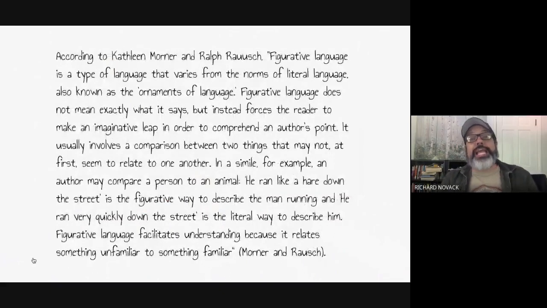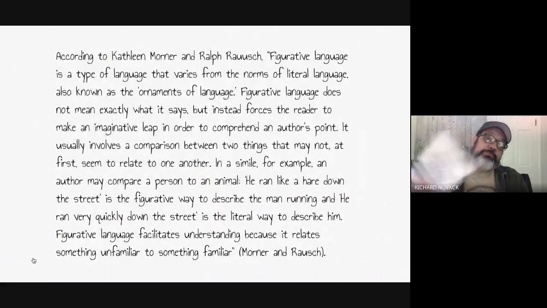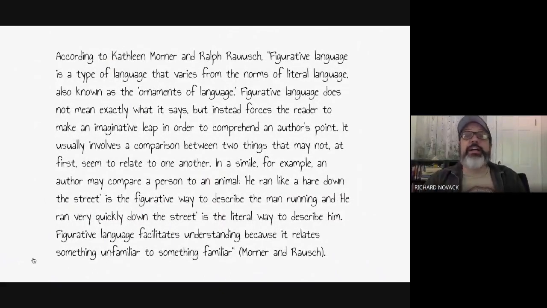So according to Kathleen Warner and Ralph Rausch, who wrote this book here that I'm going to refer to a lot, figurative language is a type of language that varies from the norms of literal language, also known as the ornaments of language. Figurative language does not mean exactly what it says, but instead forces the reader to make an imaginative leap in order to comprehend an author's point.